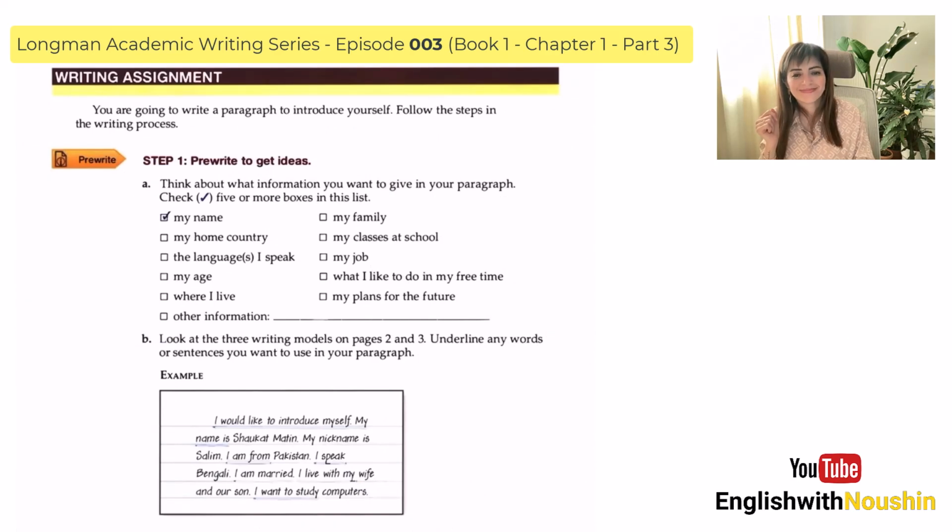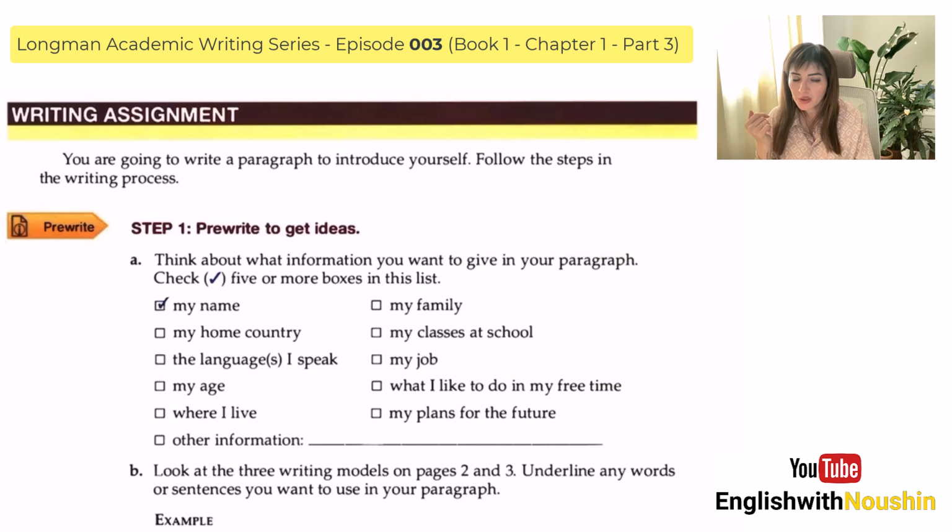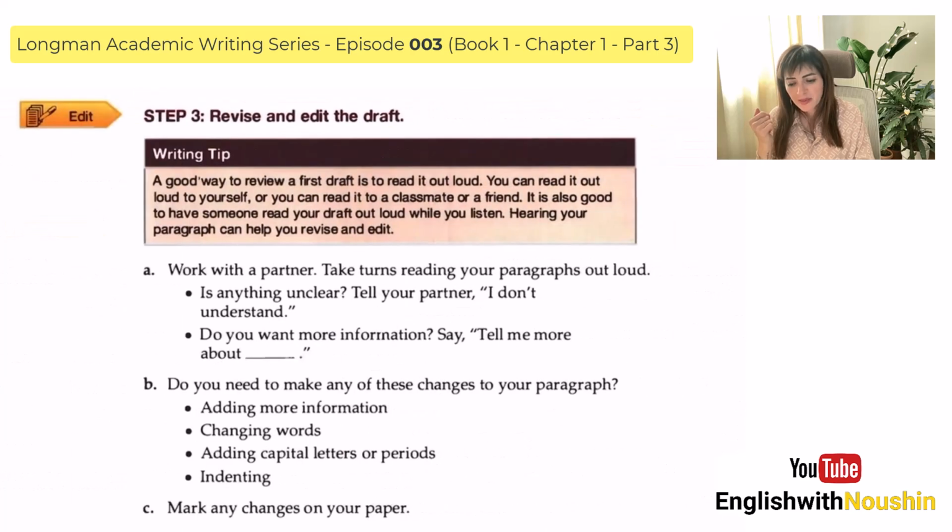So, here's your assignment. Page 18, you've got your assignment. Step 1, think about what you want to write. You've got samples. Then step 2, write your first draft. Step 3, revise and edit. Another important thing about this revise and edit is to revise and edit your own writing, but when you're doing it, read it out loud.